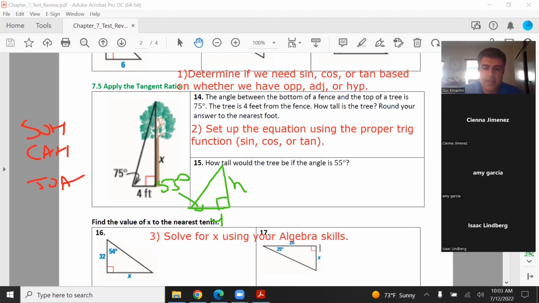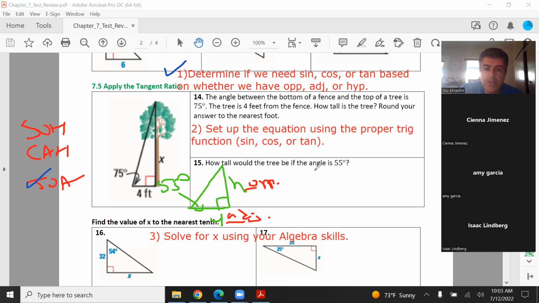So 4 is the base, you have the height, you have 55 degrees. So what do I got here? I want to solve for h, that's clearly opposite 55 degrees. I have 4, clearly that's adjacent to 55 degrees. So which one am I going to use? The one that has an O and an A. Tangent. So boom. Got step 1 done. Use tangent.